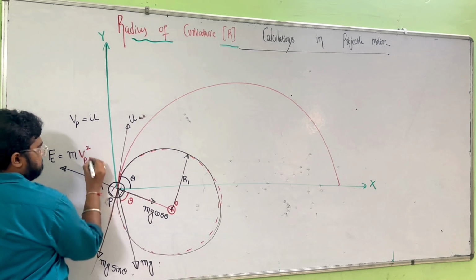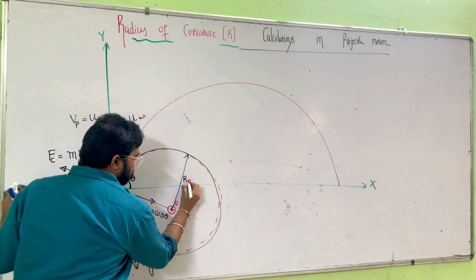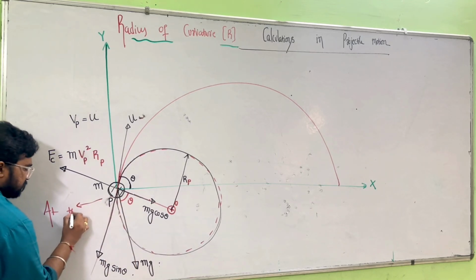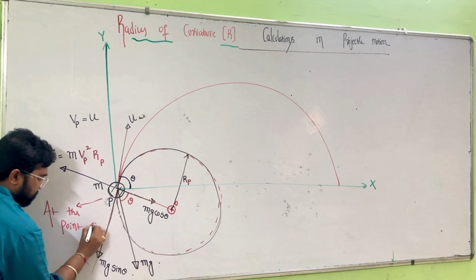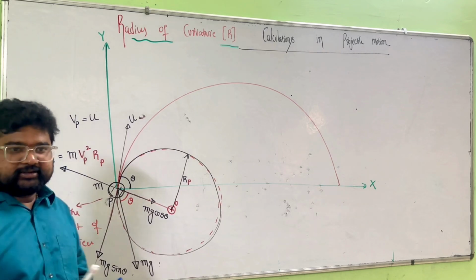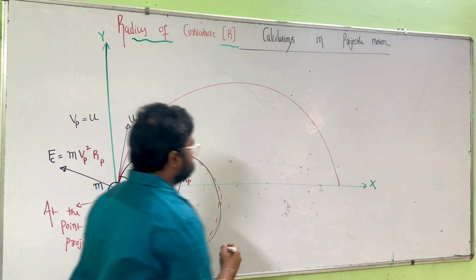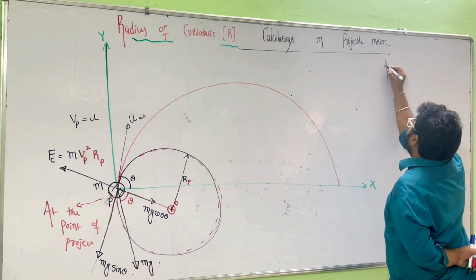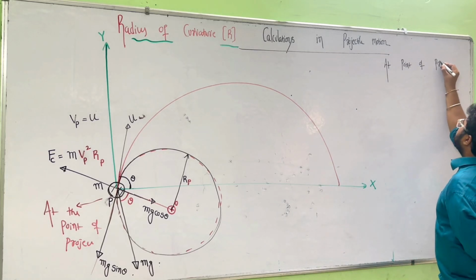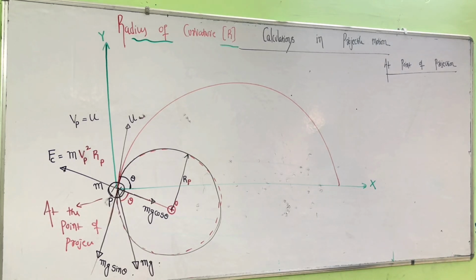Vp squared, with the corresponding radius of curvature at the point of projection. Understood? Are you clear or not? Weight acts vertically downward. This centrifugal force at the point of projection is balanced by whom?